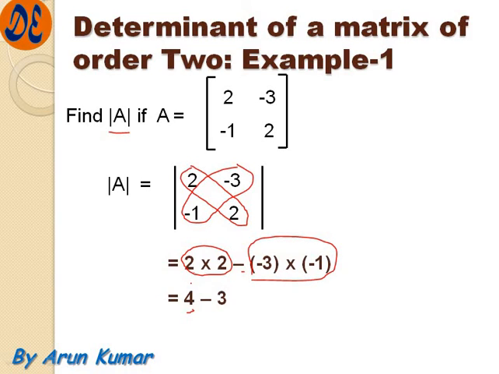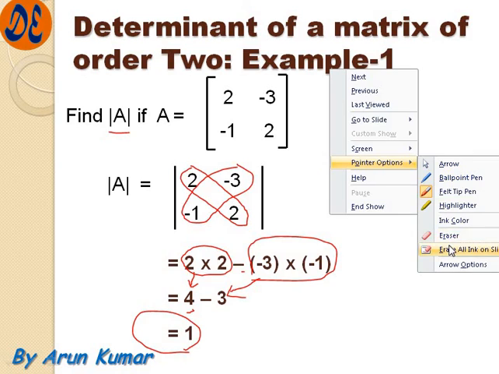So this is 4 and this is 3. So the result is 1. So we see the determinant of the matrix is 1, that is non-zero. So if it is not 0, there will be one and only one solution for that particular matrix. What we can say, one and only one solution of the linear equations which it represents.